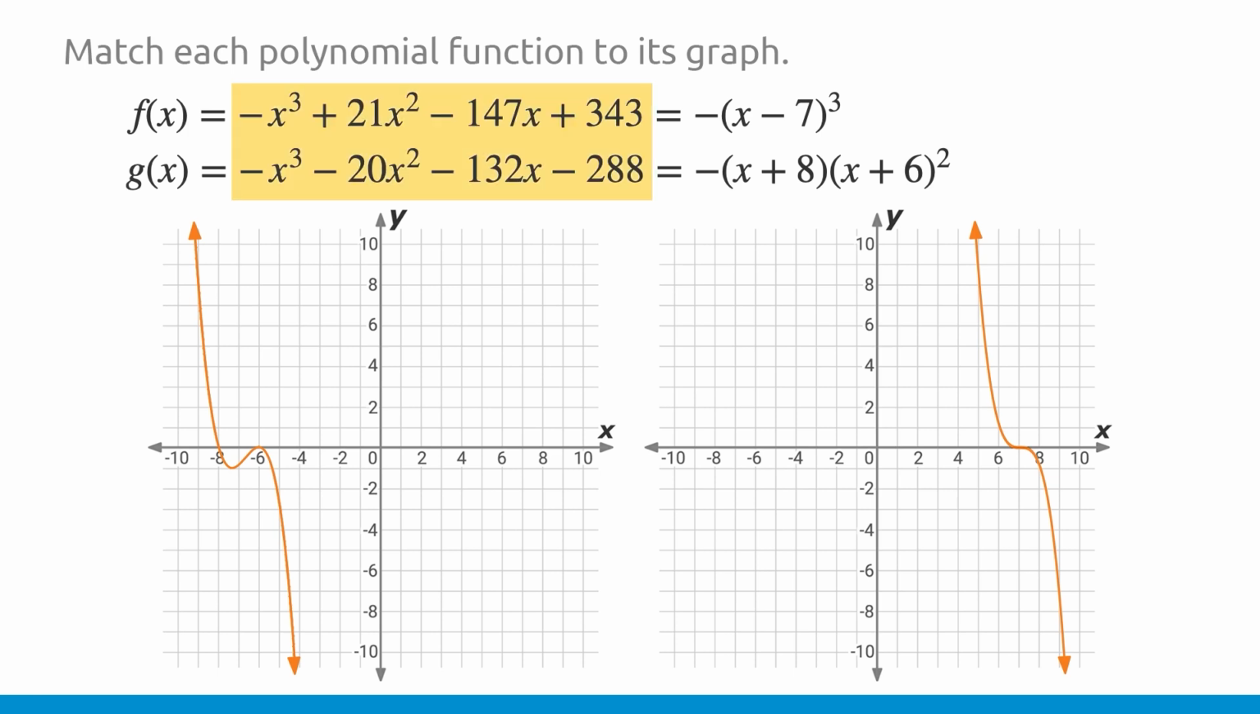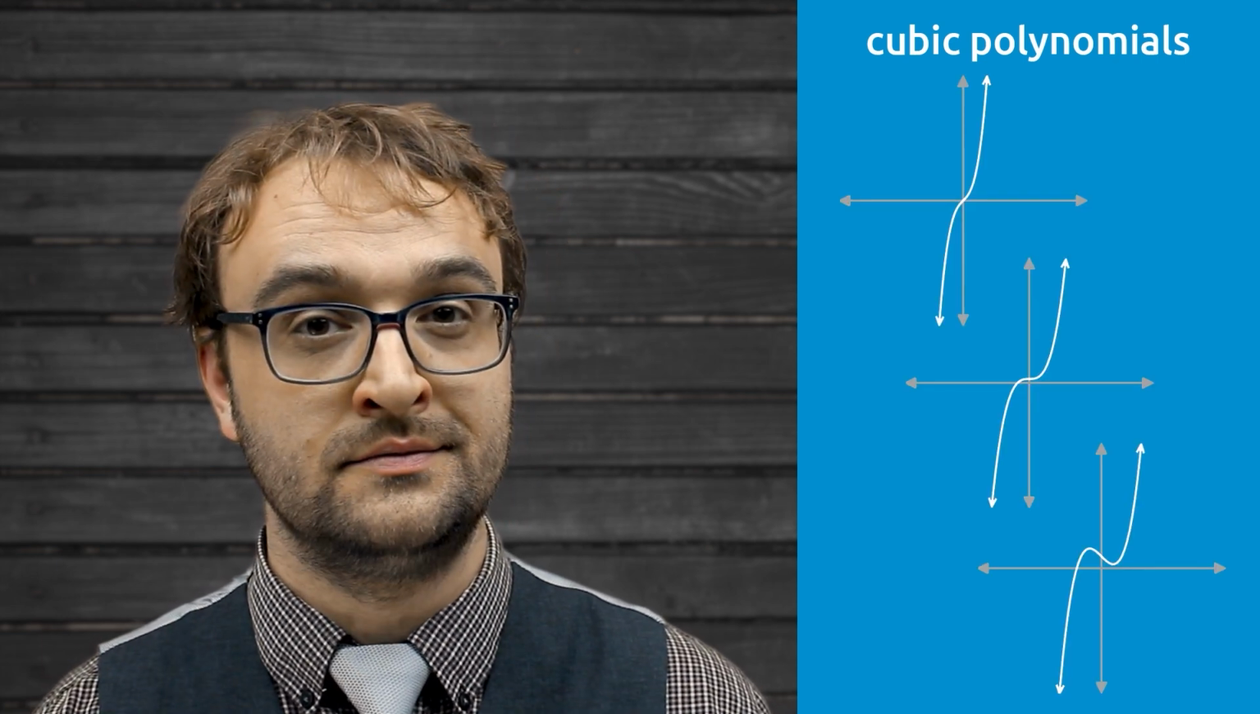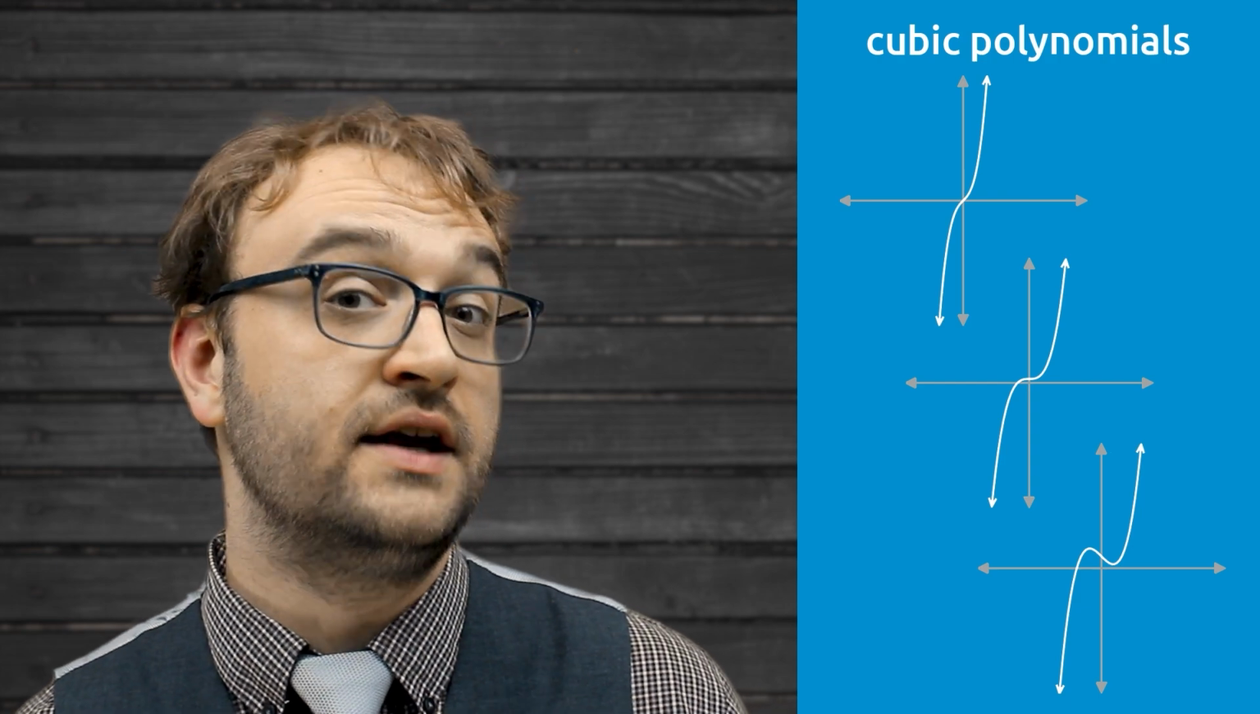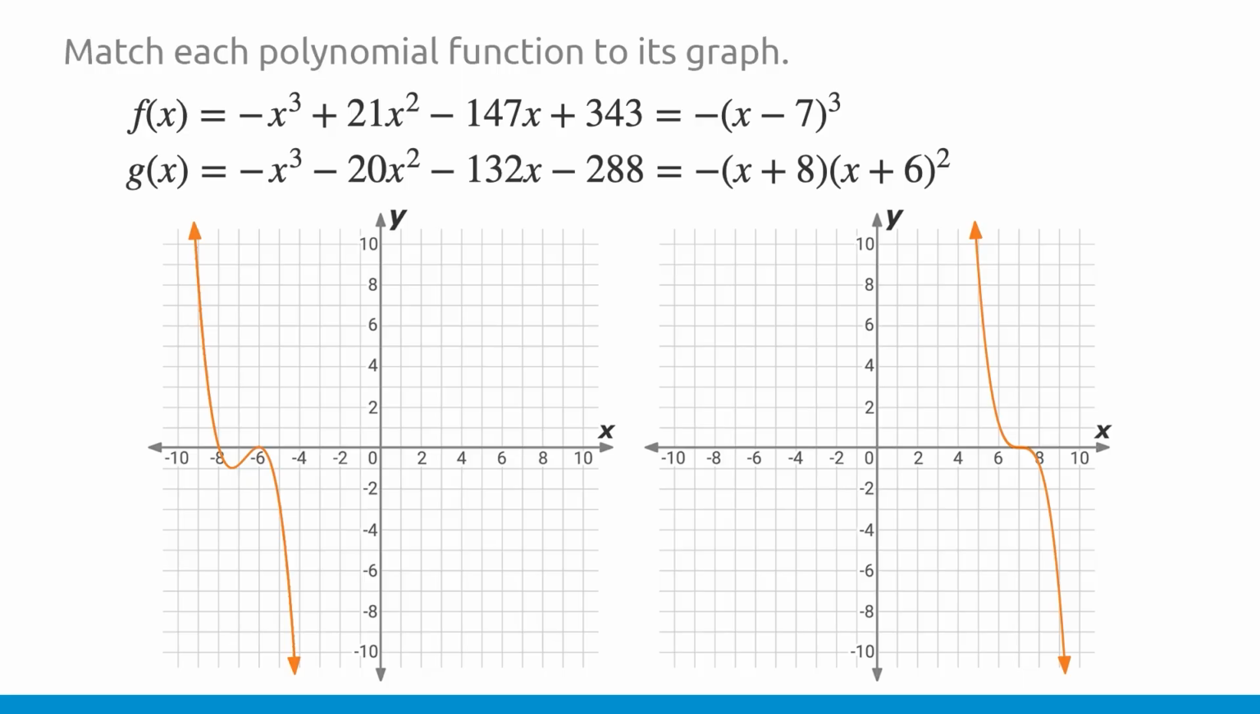This time we have two polynomials and their factored forms. The term in each function with the largest degree has a degree of 3. So both f of x and g of x are cubic functions. Cubic functions have one of 3 shapes: this, this, and this. And these can either be increasing as x goes to infinity, or decreasing. Let's look at the cubic terms.